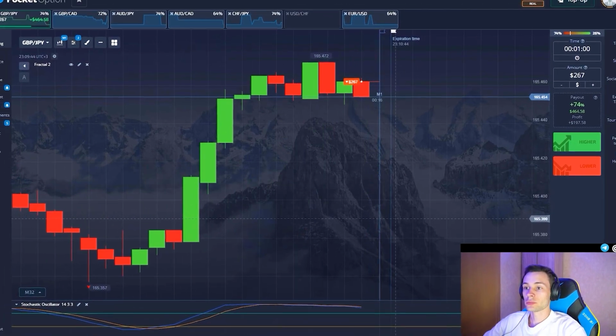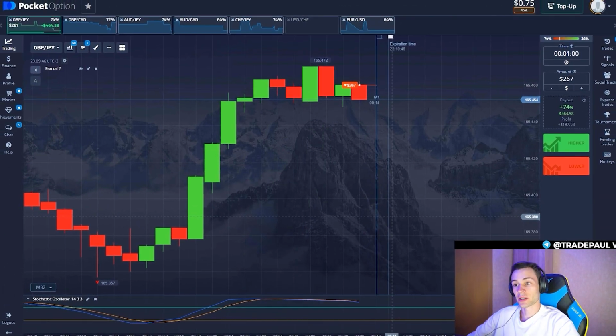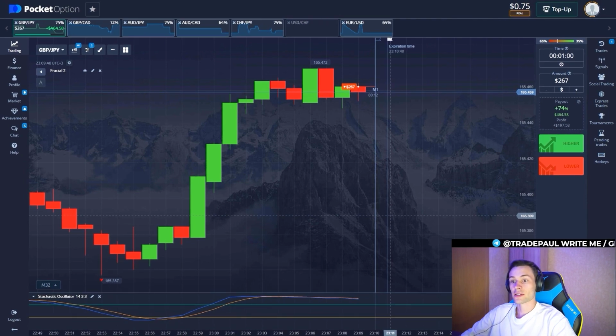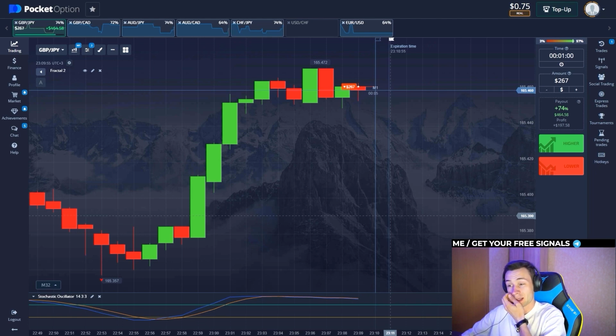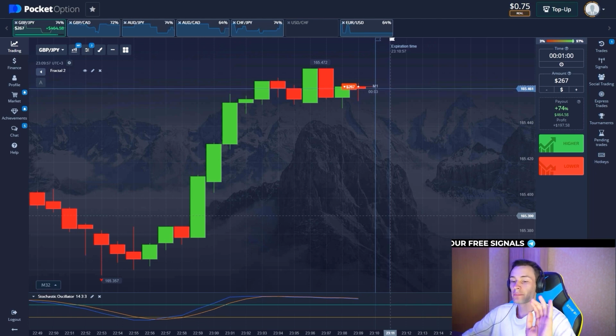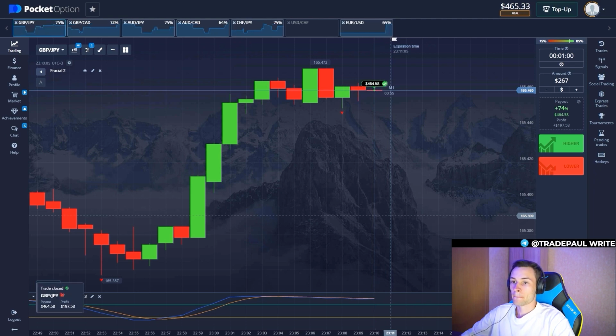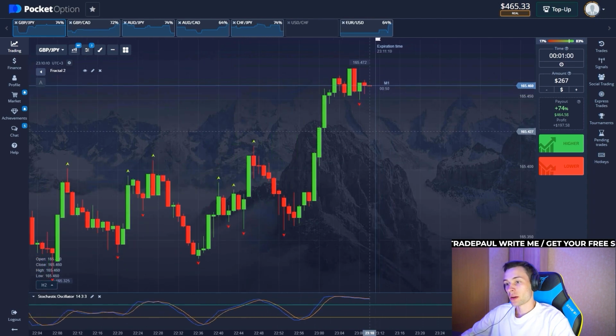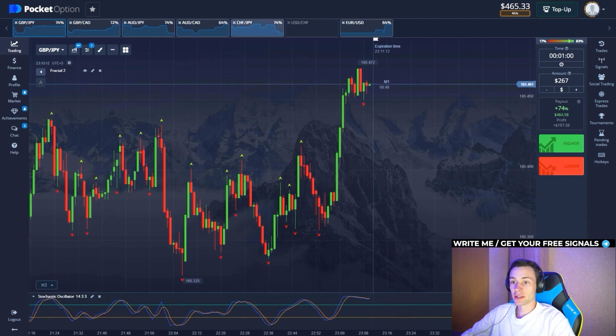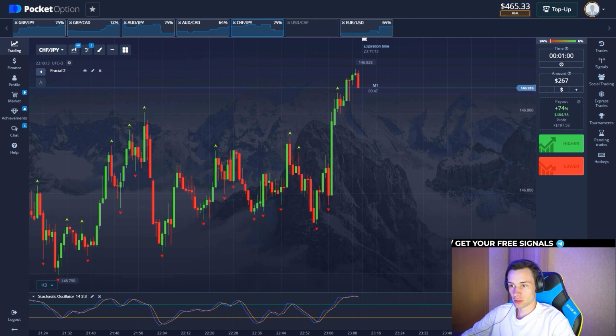And here we go, the price is going down exactly as we expected. There are 5 seconds left before the expiration of this candle, and we need the candle to expire as slowly as possible, and let's wait. And the position has been closed in profits. I got almost $500 on the balance, and let's continue the trading session.